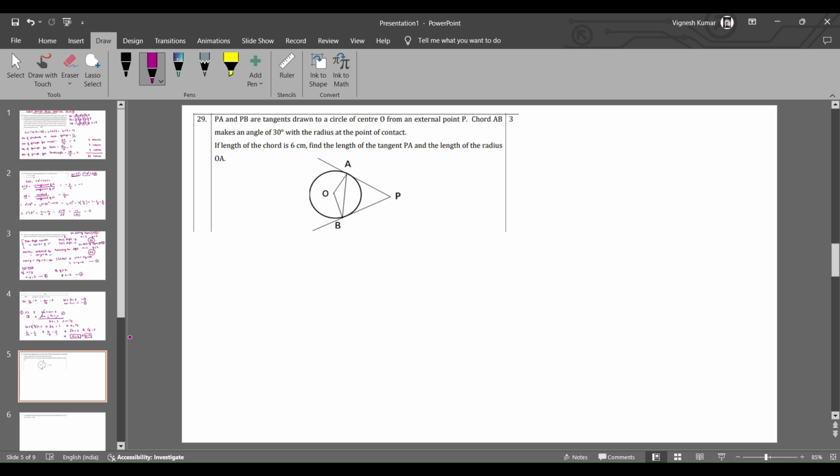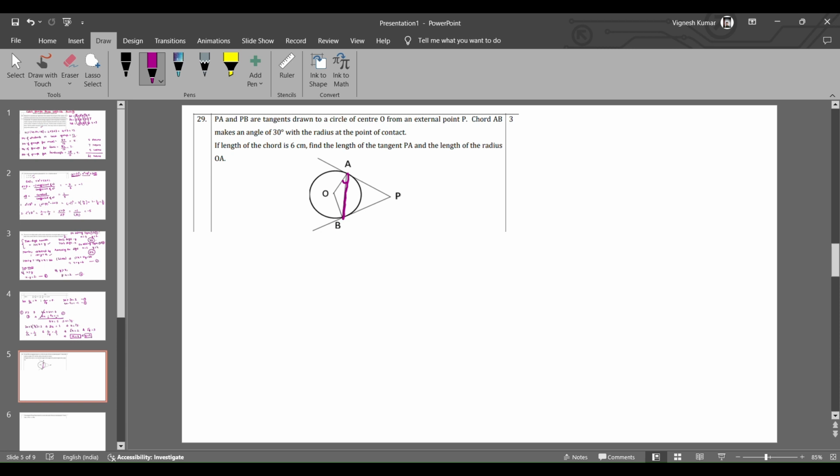So the next question is again a question from circles. PA and PB are tangents drawn to a circle of center O from an external point P. Chord AB makes an angle of 30 degree with the radius at the point of contact. So this is the chord AB. This chord makes an angle of 30 degree with the radius, so this angle is 30 degree. The length of the chord is also given as 6 centimeters. Find the length of the tangent PA and the length of the radius OA.